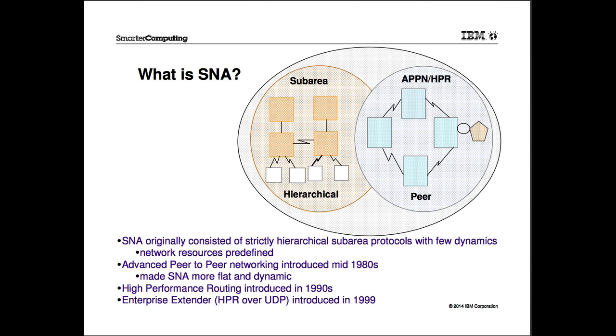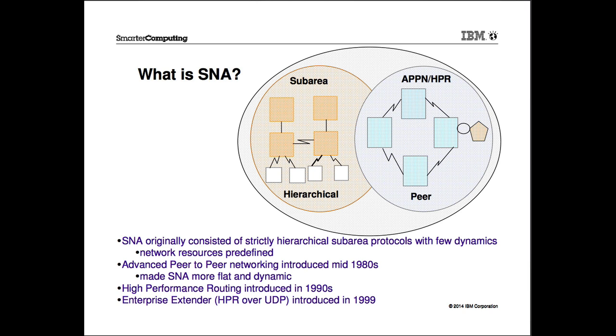And it was all very hierarchical, and it was also very much predefined. There weren't any dynamics. Remember, this was 1974 when it first came out. So you had to predefine all of your connections. You had to predefine all of your routes. You had to lay out your network design and then put everything in system definition files.